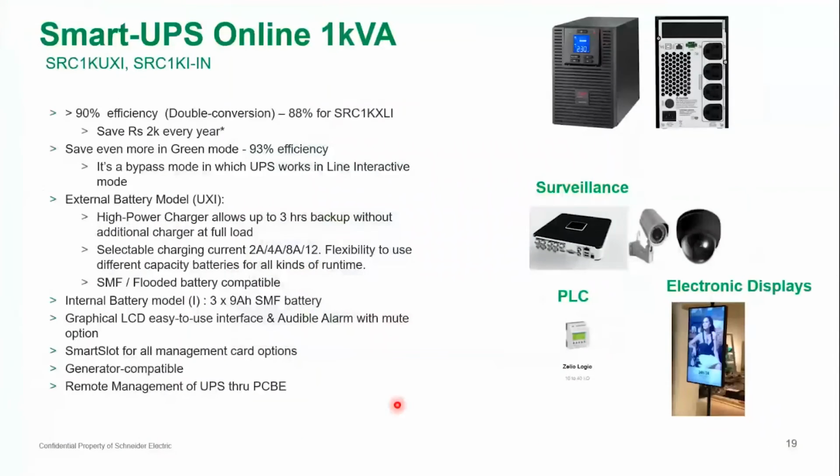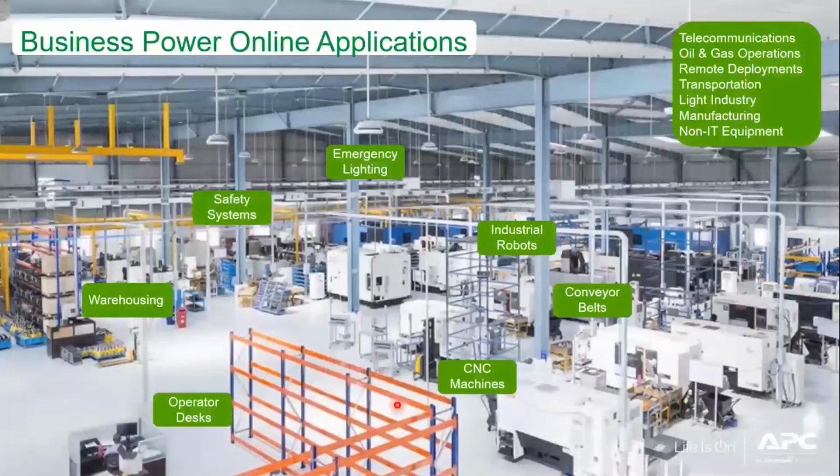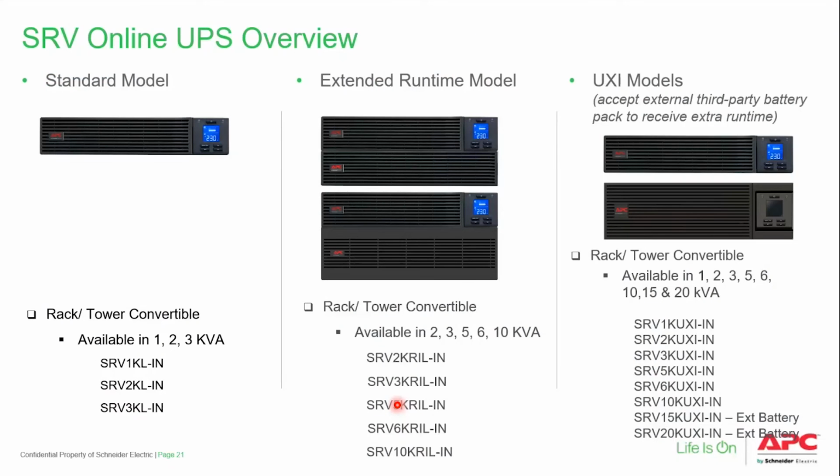Now we will see the online applications. Double conversion online topology UPSs can be used for all our wide applications for sensitive machines like safety alarms, warehousing, operator desks, CNC and PLC machines, industrial robots, emergency lighting, in telecommunication, transportation, manufacturing, and non-IT equipment also. These are the product portfolio for SRV online UPSs.